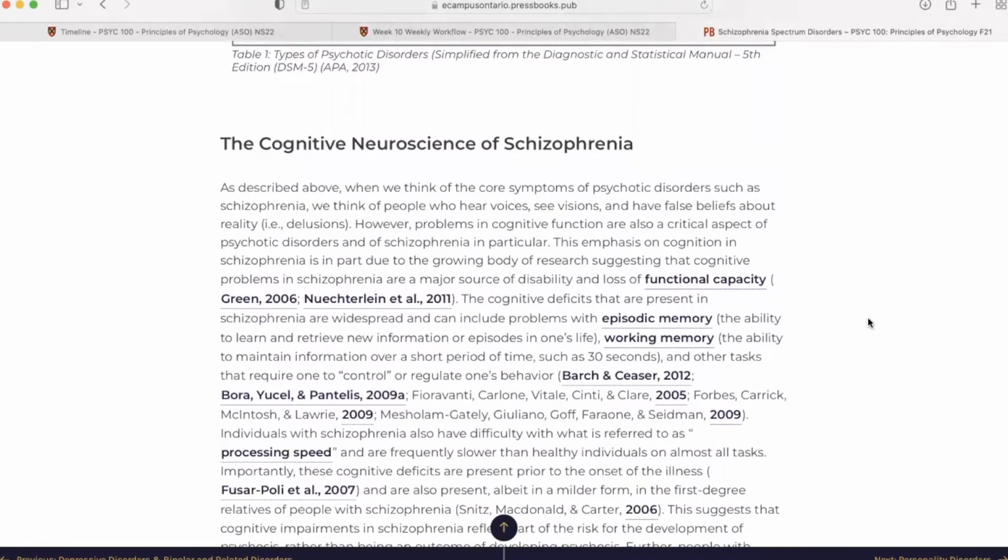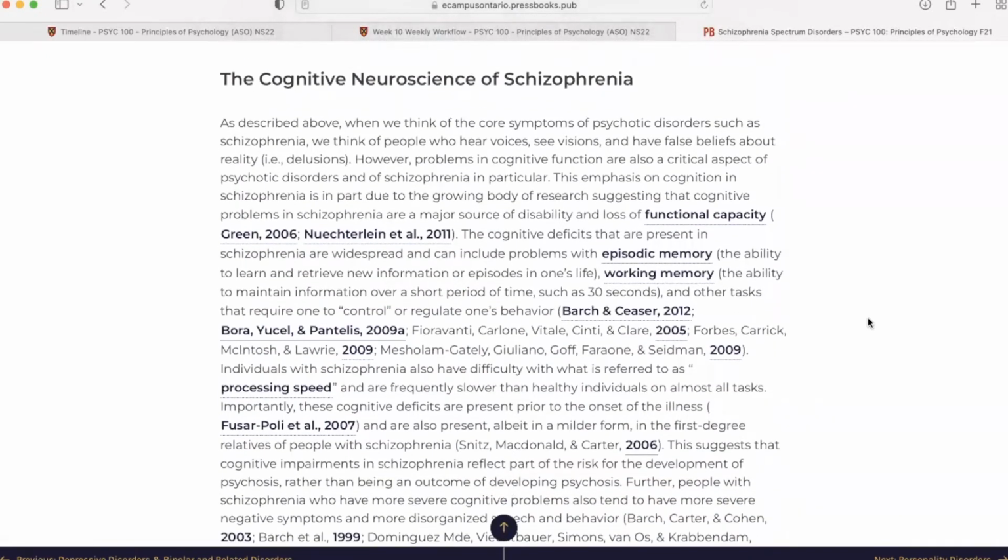The cognitive neuroscience of schizophrenia. As described above, when we think of the core symptoms of psychotic disorders, such as schizophrenia, we think of people who hear voices, see visions, and have false beliefs about reality, delusions. However, problems in cognitive function are also a critical aspect of psychotic disorders and of schizophrenia in particular. This emphasis on cognition in schizophrenia is in part due to the growing body of research suggesting that cognitive problems in schizophrenia are a major source of disability and loss of functional capacity.